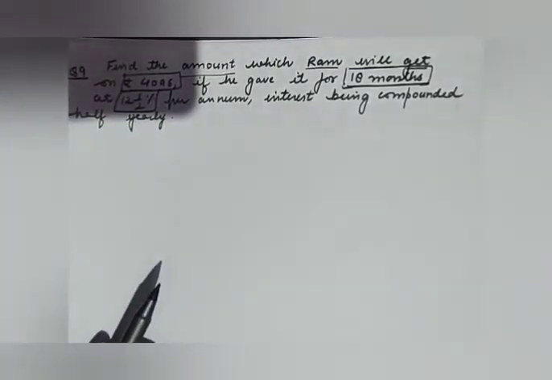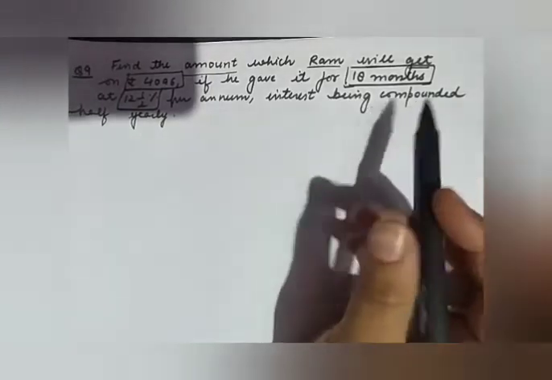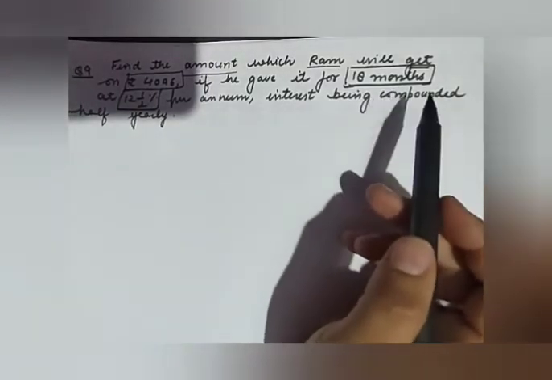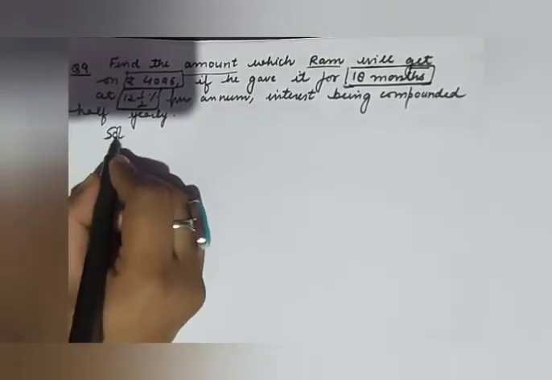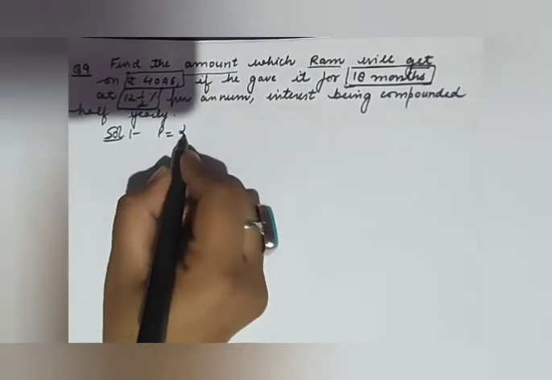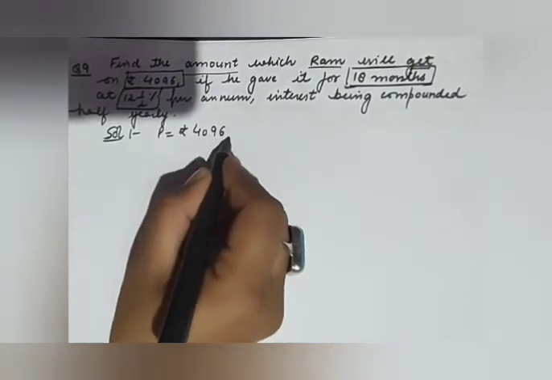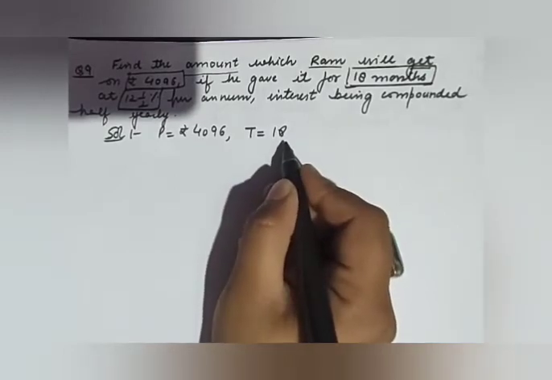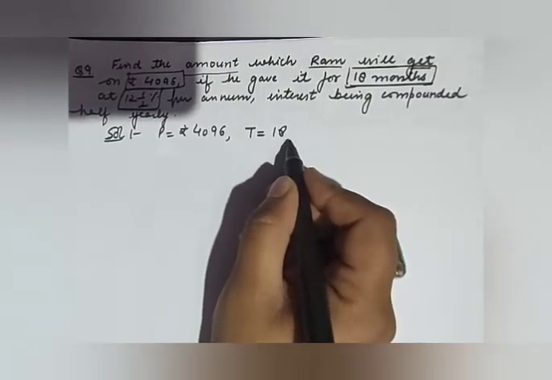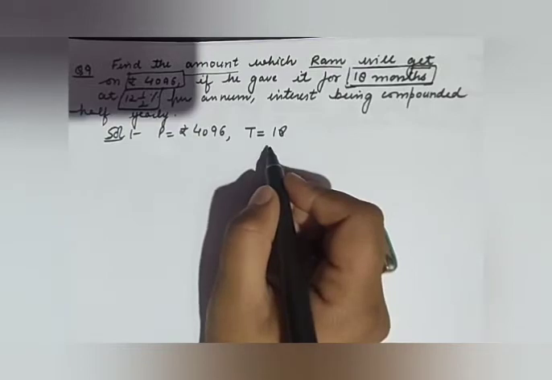So students, you know that we always use years or half years or quarters, but here it is already given in months, so we will convert into years first and after that solve the question. So the solution will be like this. So principal is rupees how much? It is 4,096. Okay, time will be how much? 18 months, right? So how can I get my years here?